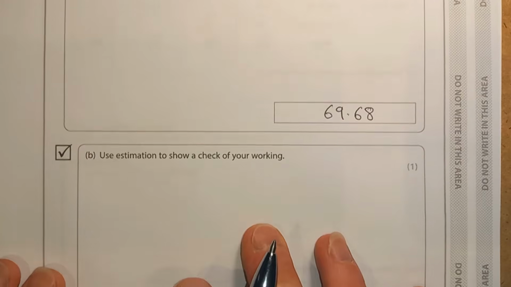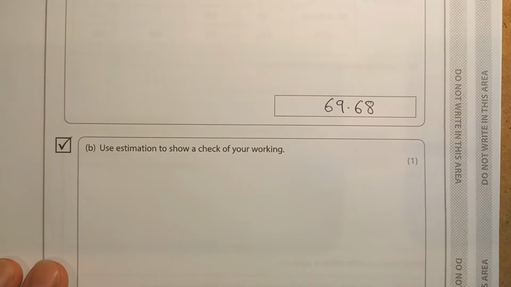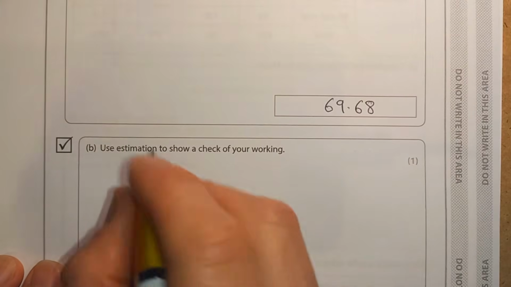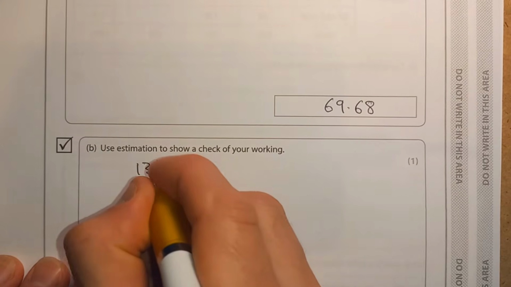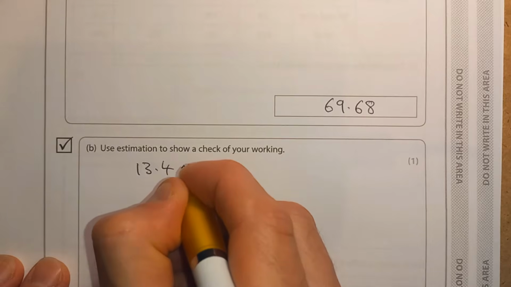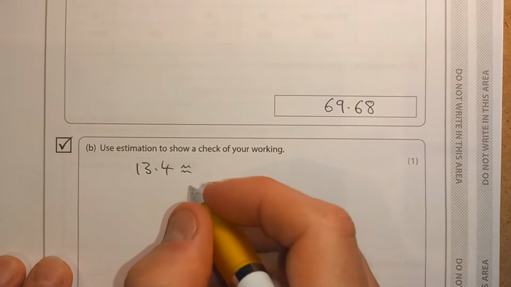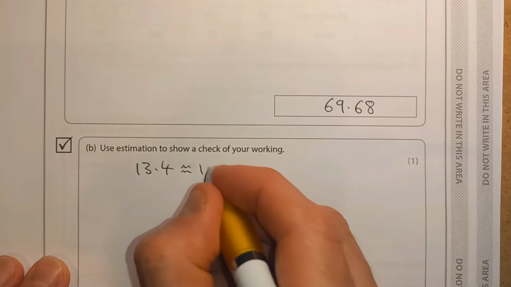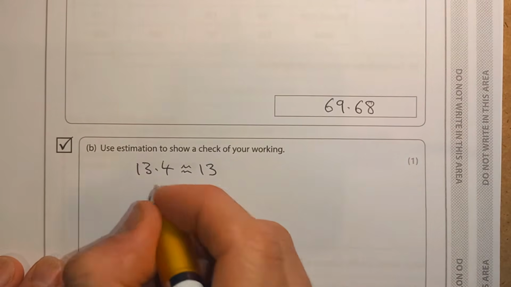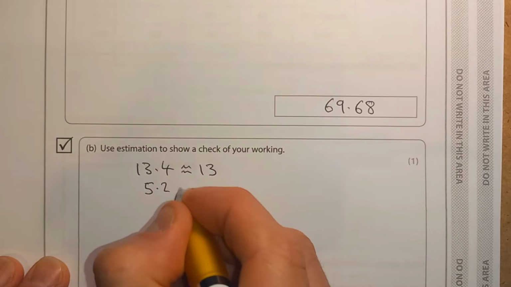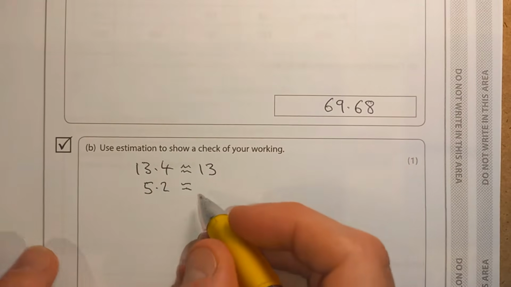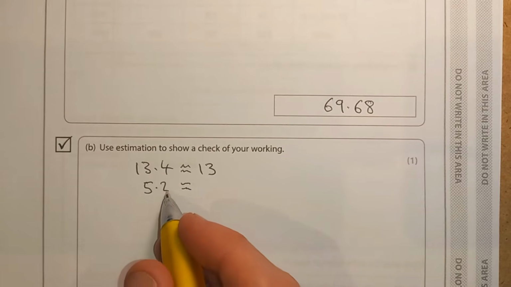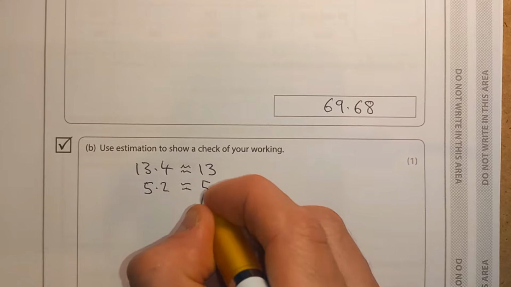We've got a part B to this question. Use estimation to show a check of your working. Okay, well, 13.4 is approximately equal to, let's round it to the nearest whole number. Well, 0.4 is less than 5, so it's approximately equal to 13. And 5.2, again round to the nearest whole number. 0.2 is less than 5, so we'll just round that to 5.